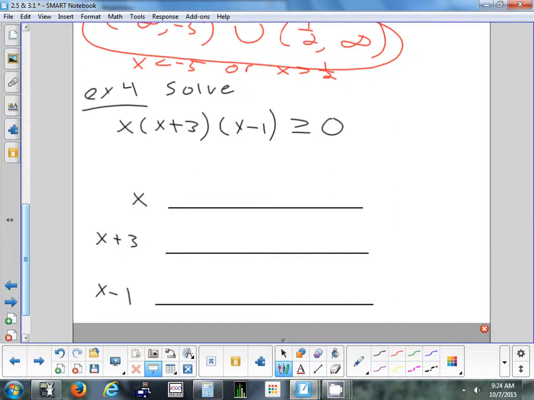Okay, this time we have 3 factors. If something's going to factor into 3 things, I probably wouldn't make you factor it. I would factor it for you. Right? And we've got to find what would make each one 0. Okay. What would you plug into this first one to make x 0?